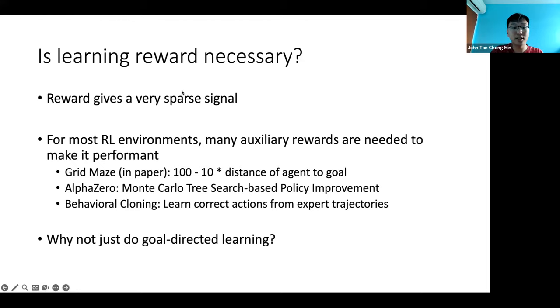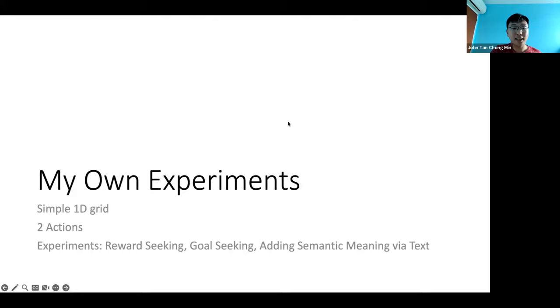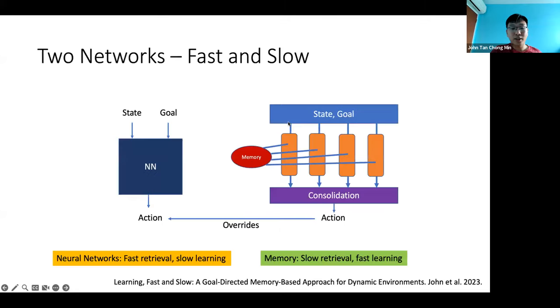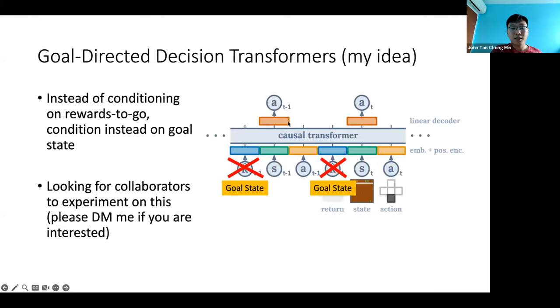So I'd like to end on this because next week I'm going to talk more about the idea that I've been having for a few months already, but I'm just lacking the time to do it. It's called the goal-directed decision transformer. Instead of conditioning on reward, you condition on goal state.